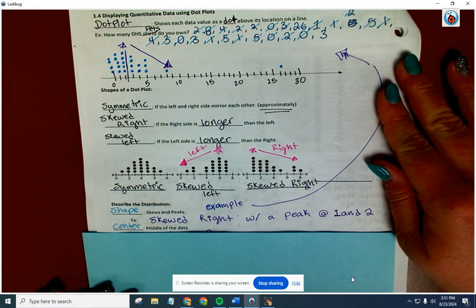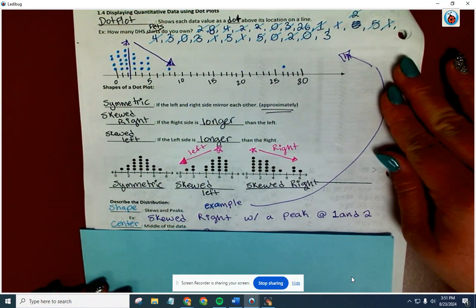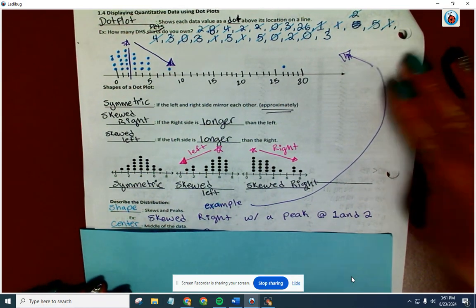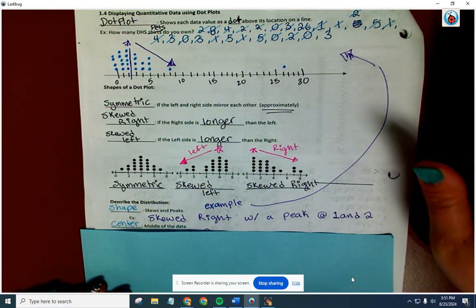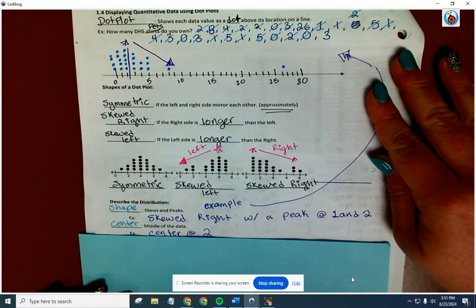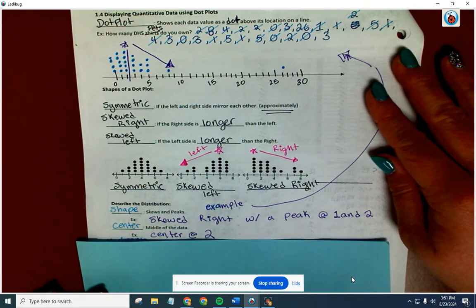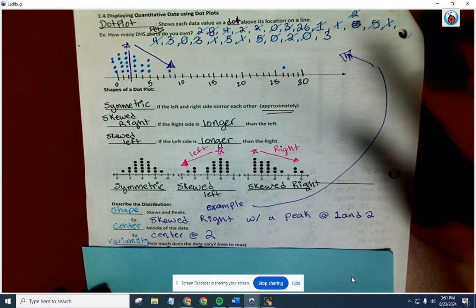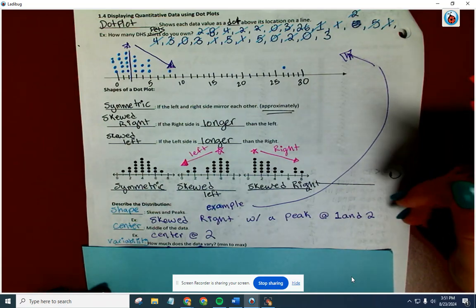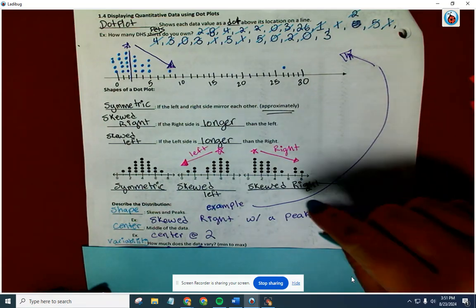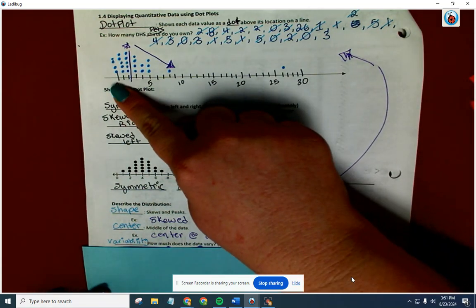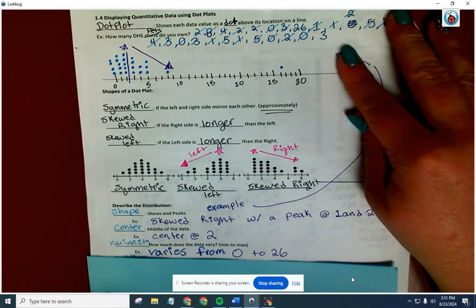Next, we talk about the center. The center is the middle of the data. We went through and found the median, where you do the left and the right and you figure out where the middle is. We said that it had a center at 2. Next is variability, which is how does it vary? What is the minimum and what is the maximum? In ours, we said that it varies from 0 to 26.